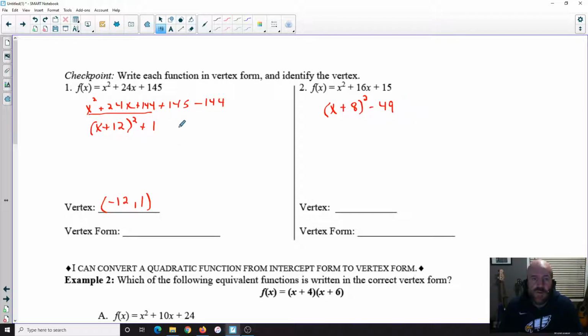Okay, so you don't have to write all the steps if you can think about it in your head and then do it that way. So now the vertex is negative 8 and negative 49.